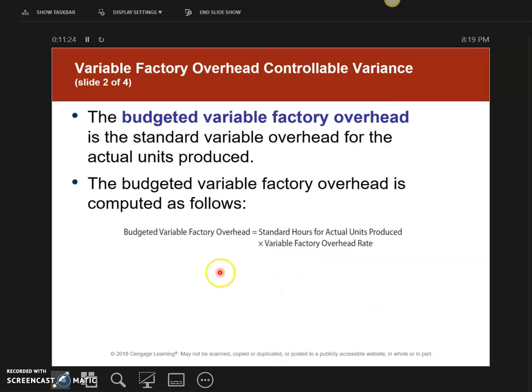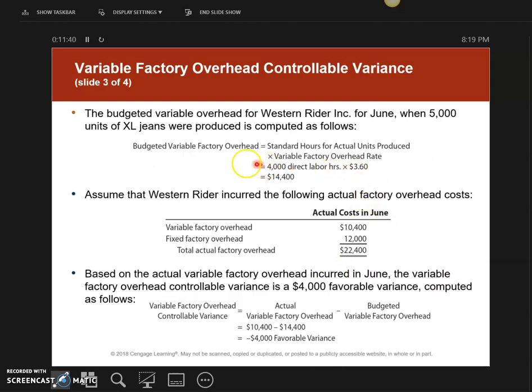So here's how to calculate the budgeted variable factory overhead. Standard hours for actual units produced times my variable factory overhead rate. So let's take a look on the next slide. So here's my budget. I'm going to do my budgeted first. So this is for 5,000 jeans. And if you go back and look at that, you'll find out when I'm making 5,000 jeans that 4,000 is my direct labor hours. So those are my standard hours for the 5,000 produced times the rate of 3.60. So my budgeted variable factory overhead is 14,400.